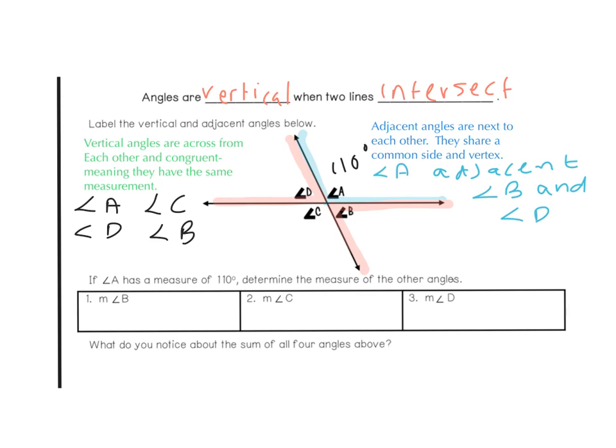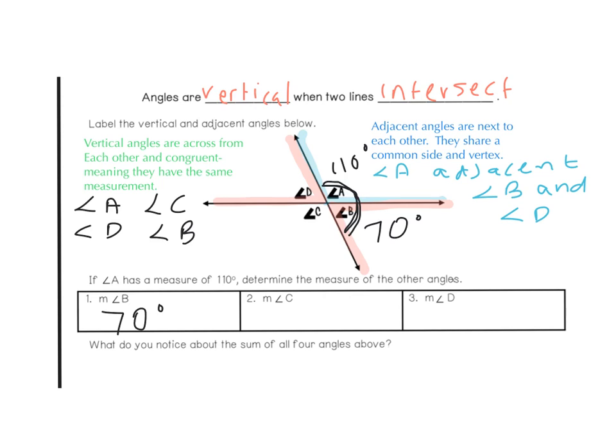If I look at angle B, these two, you should notice that they create that supplementary angle that we've been working with. So they create that half a circle or that 180 degrees. So angle B would be 70 degrees, and that's because it's supplementary to angle A. So B is going to be 70 degrees.